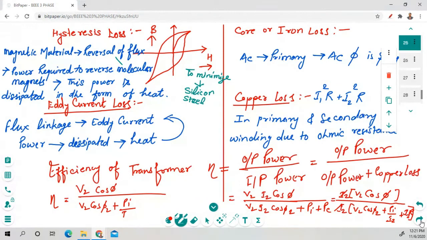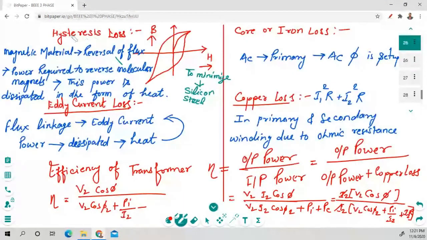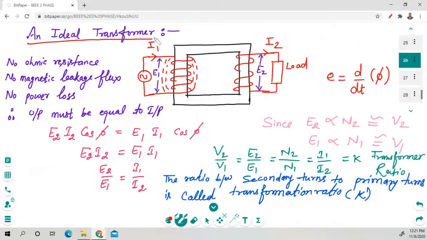Can we move? Okay. So let's come to this. What is an ideal transformer? An ideal transformer is one in which no power loss is there. No copper loss is there. No hysteresis losses are there. There are different types of losses like hysteresis losses, core losses, copper losses. So we have to consider that there is no loss present in the transformer. That transformer is called an ideal transformer.